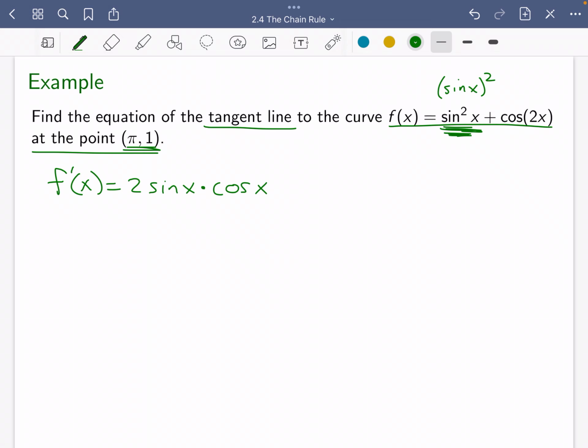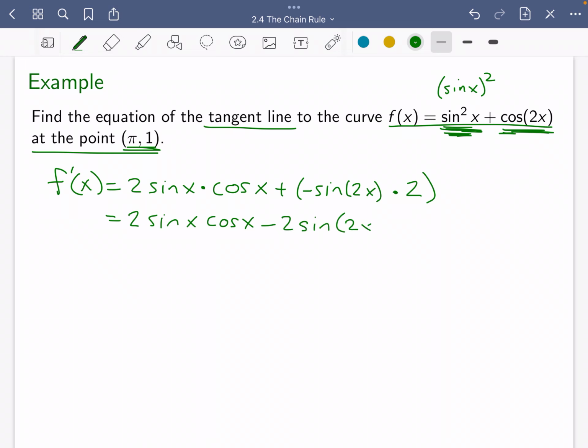Then we will add to that the derivative of the second piece. Derivative of cosine of 2x. The outside function is cosine. Derivative of cosine is negative sine. The inside stays the same, the 2x. And we will multiply by the derivative of the inside. So multiply that by 2. So our derivative is 2 sine x cosine x minus 2 sine of 2x.